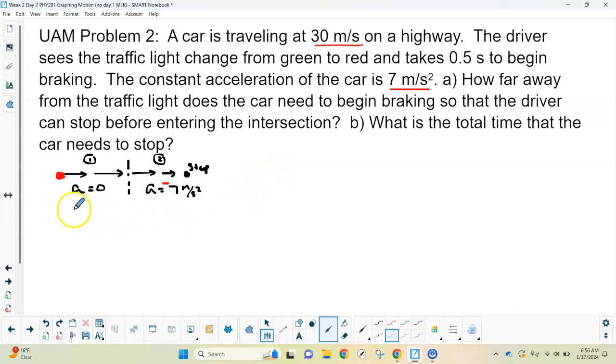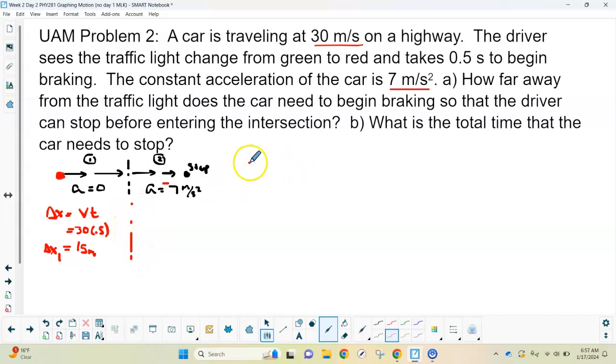So you could really do 2 charts. You don't really need to with part 1 because part 1 is really basic. It's just a constant velocity, so the displacement is just the velocity times the time. We can do this right away. The velocity is 30, and it's going for 0.5 seconds before they start braking. So 30 times 0.5 is 15. So we have 15 meters traveled before the car starts to slow down, and that's for part 1. I'll just write a 1 there.